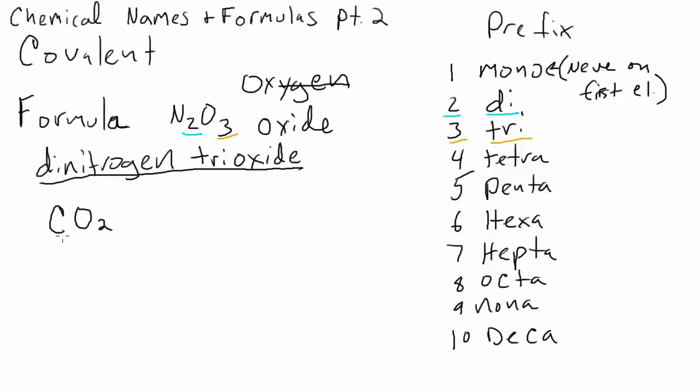So the first element here is carbon, and there's one of them, but it's not monocarbon. It's just carbon. We never use mono on the first element. And then the second one is oxygen. So again, it becomes oxide, and there's two of them, and the prefix for 2 is di. So dioxide. Awesome.